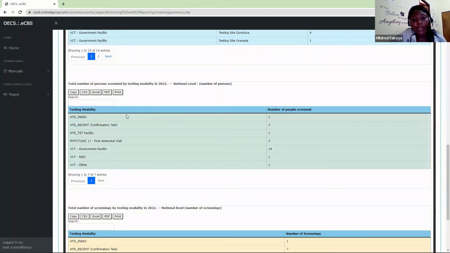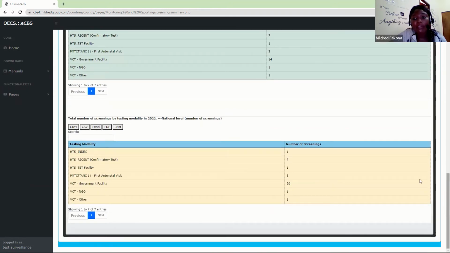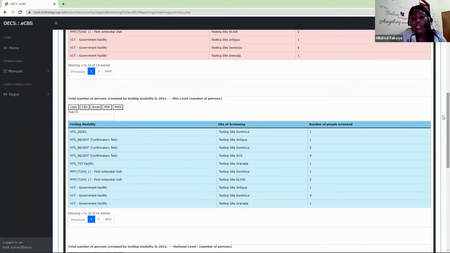where you get the number of persons screened by each modality, regardless of the site. It calculates all of the numbers from each site and gives you a total of the number of people screened. And it also does that for the number of screenings at the national level for each test modality. So when you want to get the number of screenings for testing sites, this is where you come to.